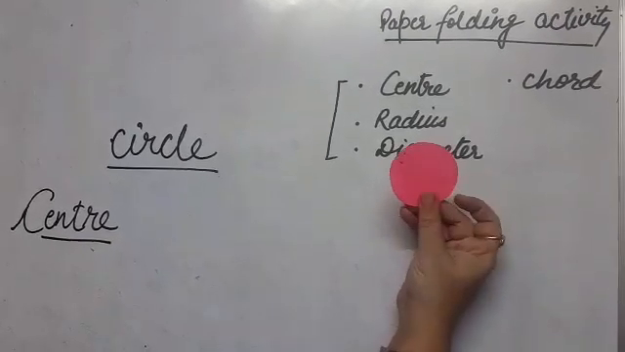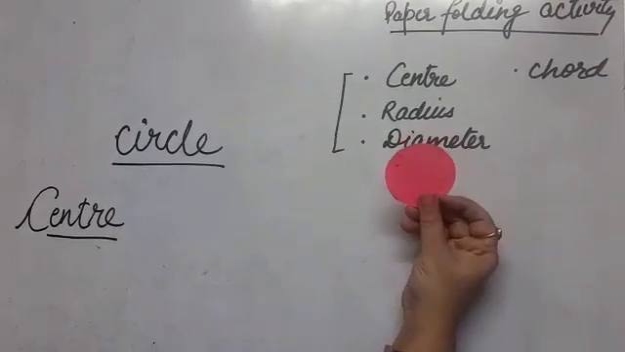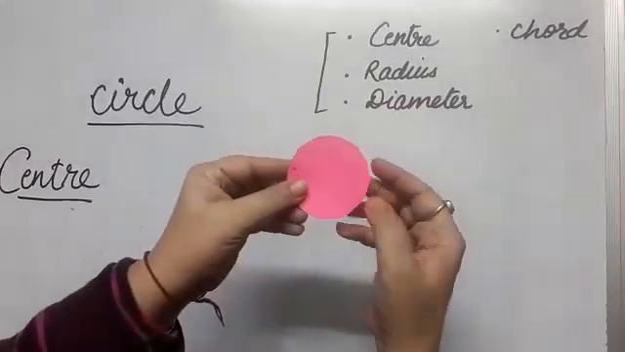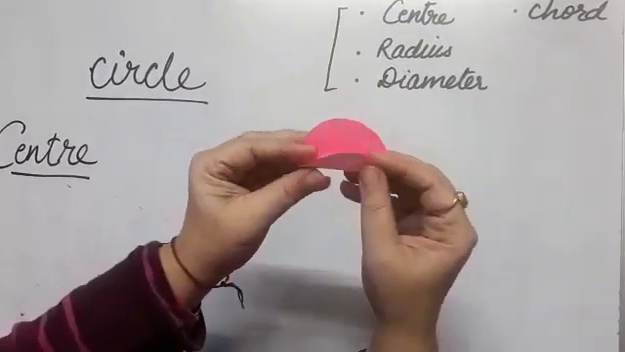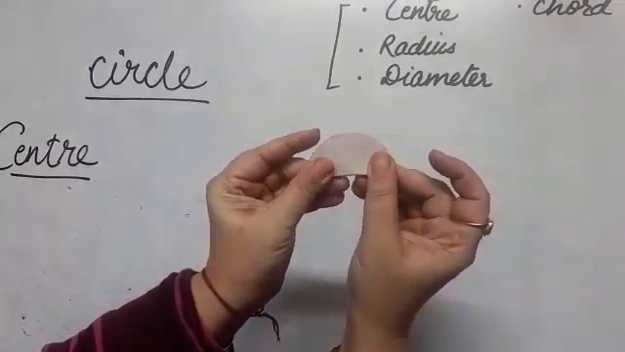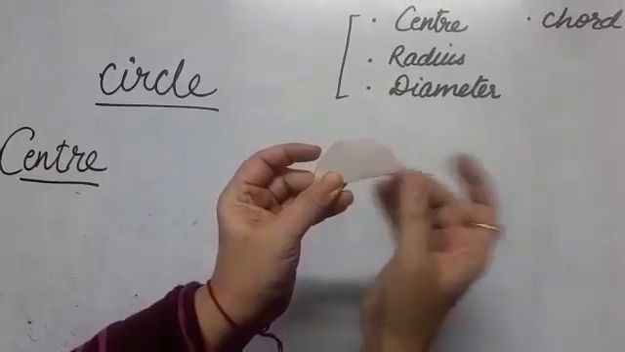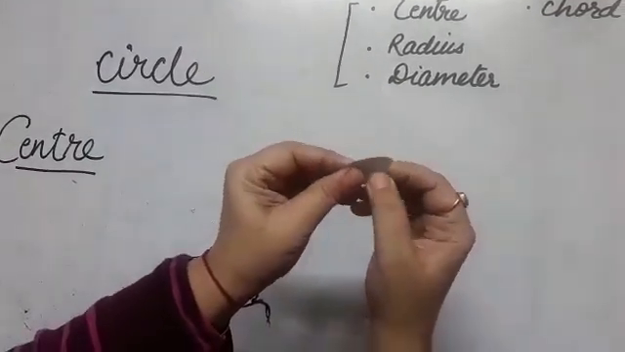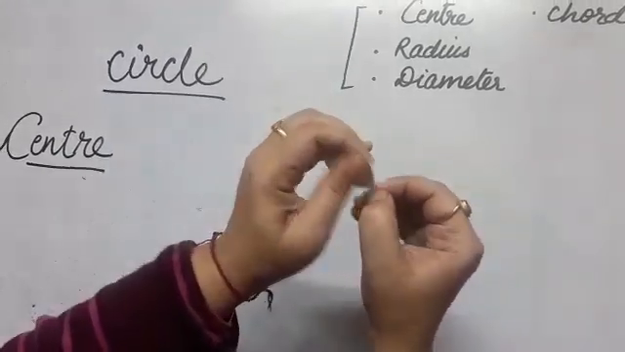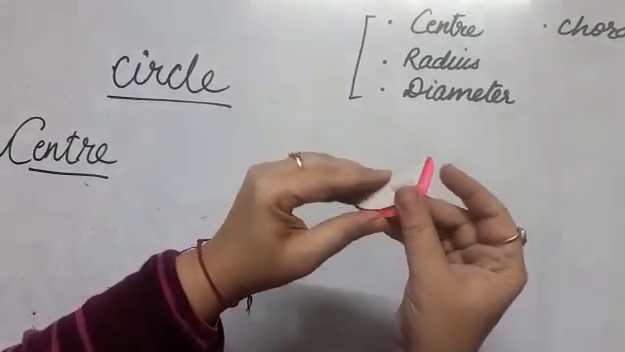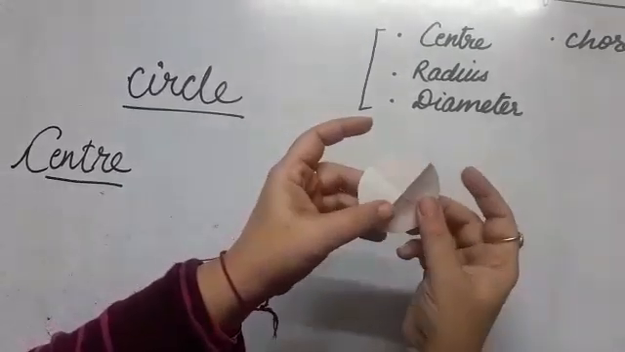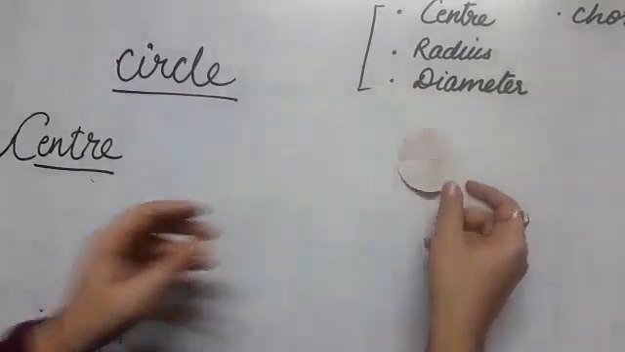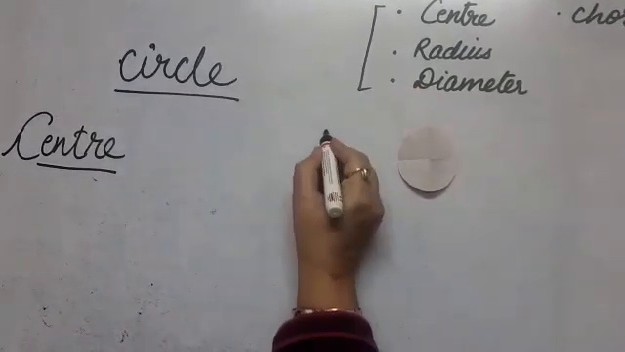As I have discussed in the class, if you have any cutout of the circle, how will you find its center? So first you have to make fold like this. First fold joining the circular edges and second fold like this, again joining the edges. And when you will open it, you will get two lines which are intersecting at each other. So you got this kind of shape.